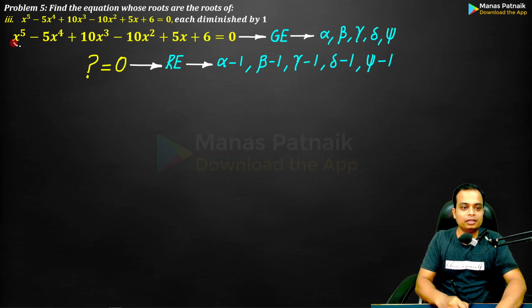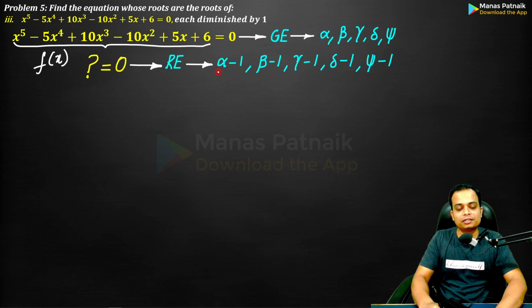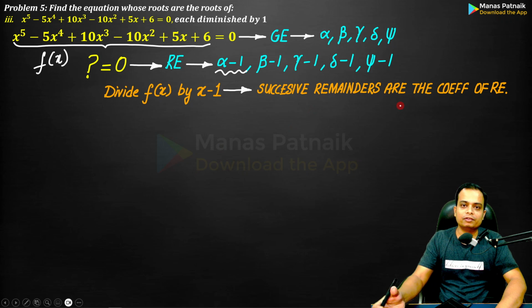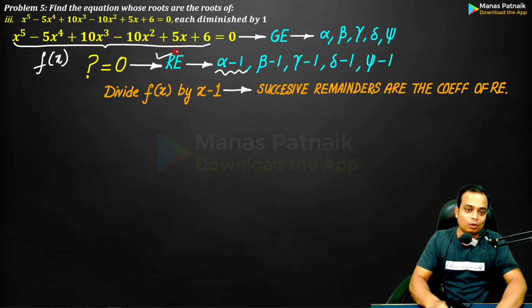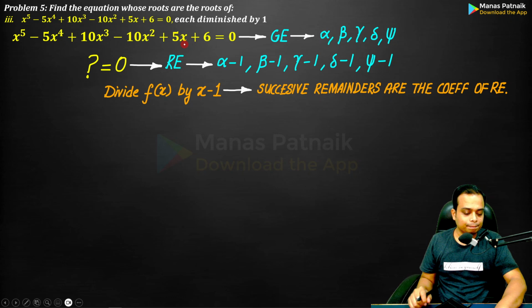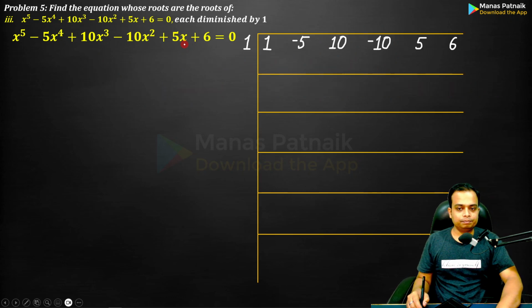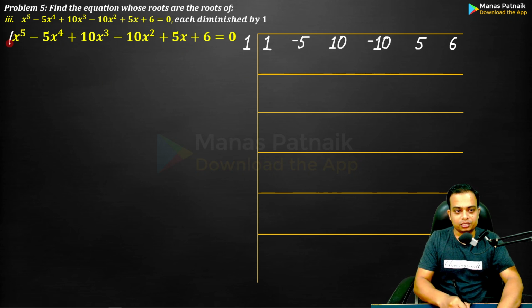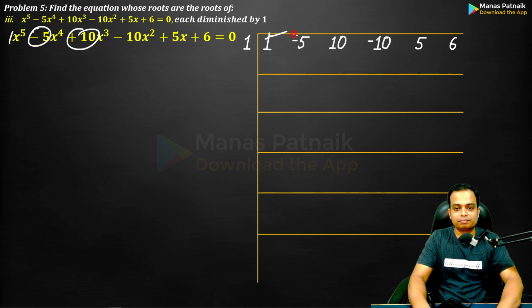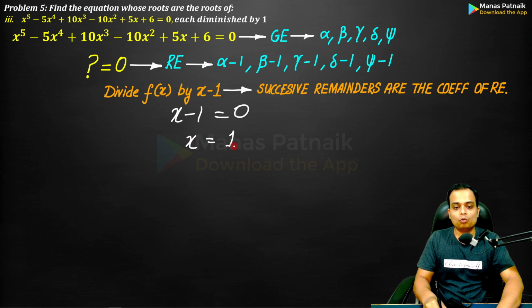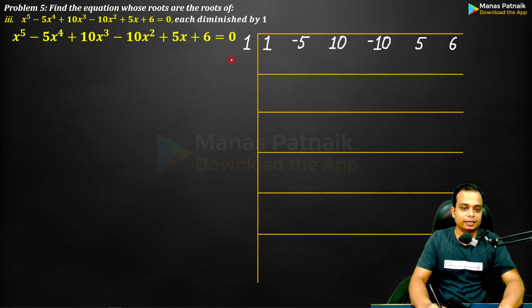Again, what we'll do is we are going to say that this is our f of x. We are going to simply divide f of x by x minus 1. The successive remainders are going to give us the coefficients of the required equation. That's the funda which we'll apply. Let's do that. Here we go. I've written down all the coefficients. 1, -5, plus 10. You can see them. By the way, alpha minus 1 means x minus 1 equal to 0. X is going to be equal to 1 and hence you see 1 written here.